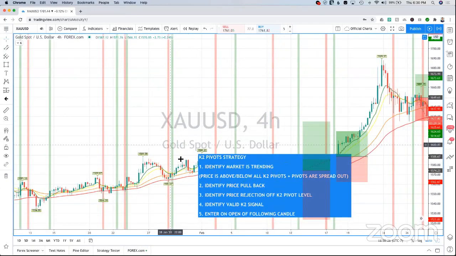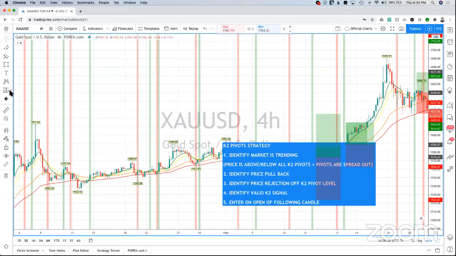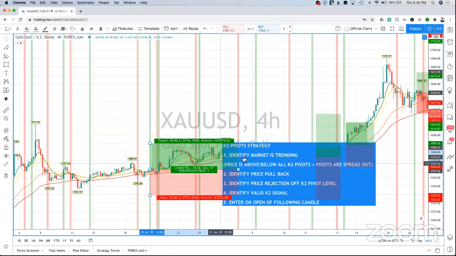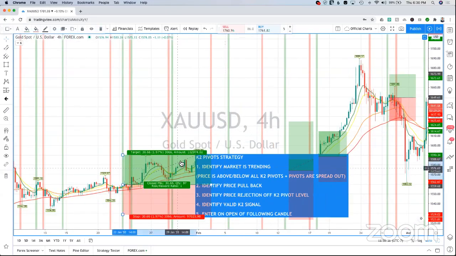I'm just zooming through, guys. I'm not really breaking it down, just to show you guys what's possible. Another entry right there, another 3,000 pips. But yeah, you guys get the idea.